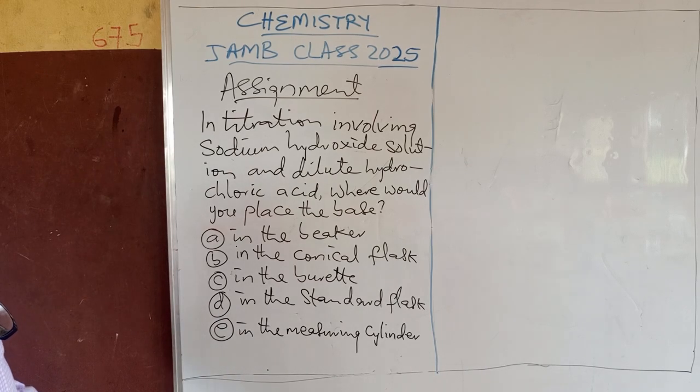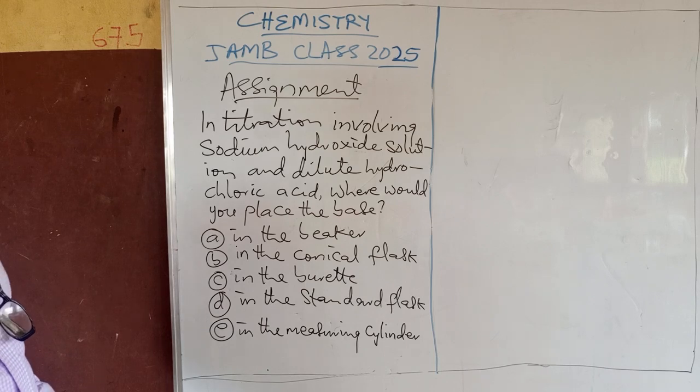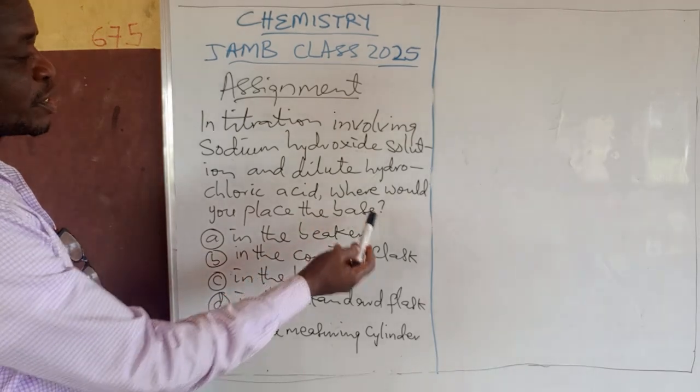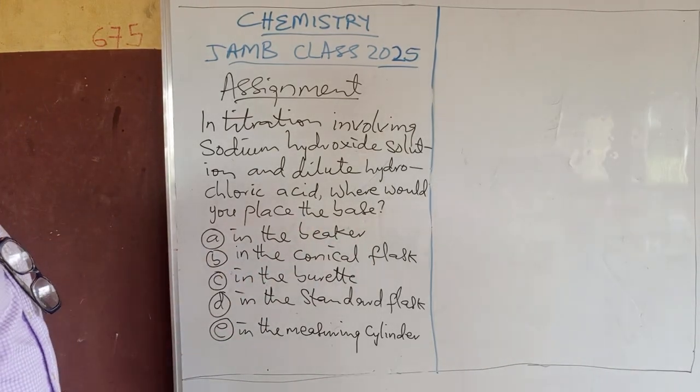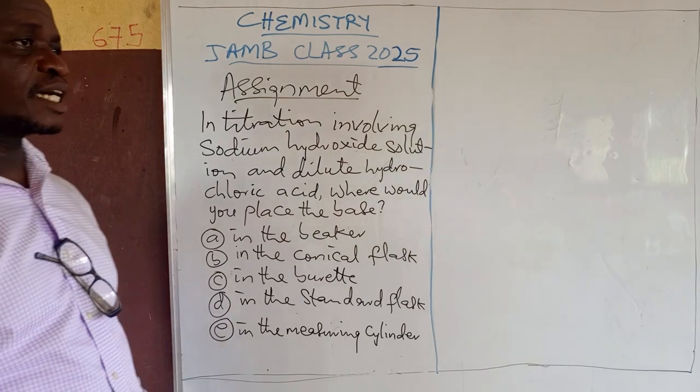In titration involving sodium hydroxide solution and dilute hydrochloric acid, where would you place the base? Where would you place the base? A, in the beaker. B, in the conical flask. C, in the burette. D, in the standard flask. And E, in the measuring cylinder.